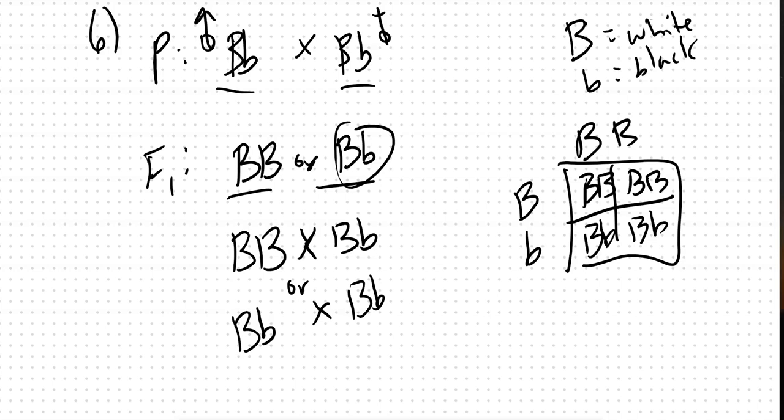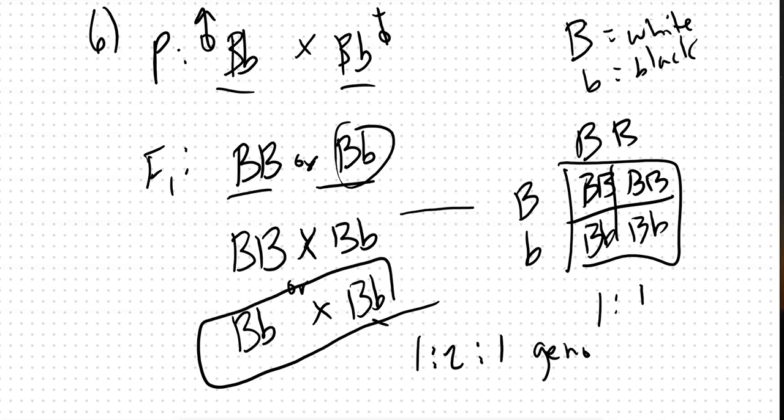So determine the possible genotypes. So this would be a 1:1 ratio if we did this cross, and then again, if we did this cross, it would be a 1:2:1 ratio. And then again, so that's for the genotype for this cross. And then you know from previous crosses that we get a 3:1 ratio for the phenotype.